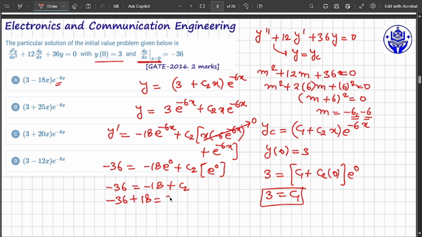And my c2 is going to be minus 36 plus 18 equals c2. So c2 is equal to minus 18, and c1 is basically 3. So my first option is correct here.